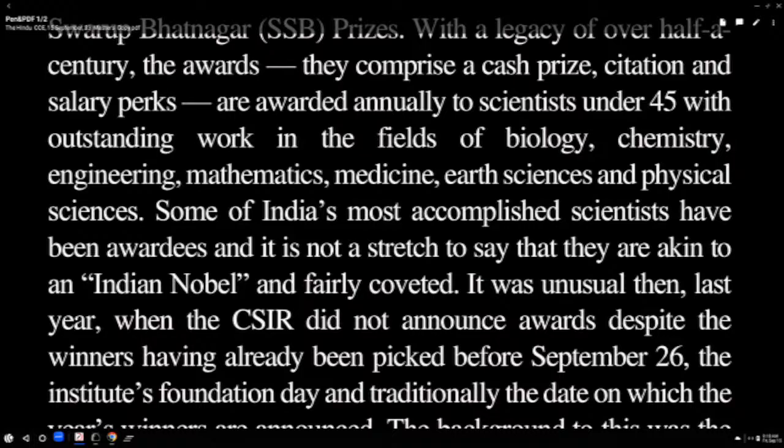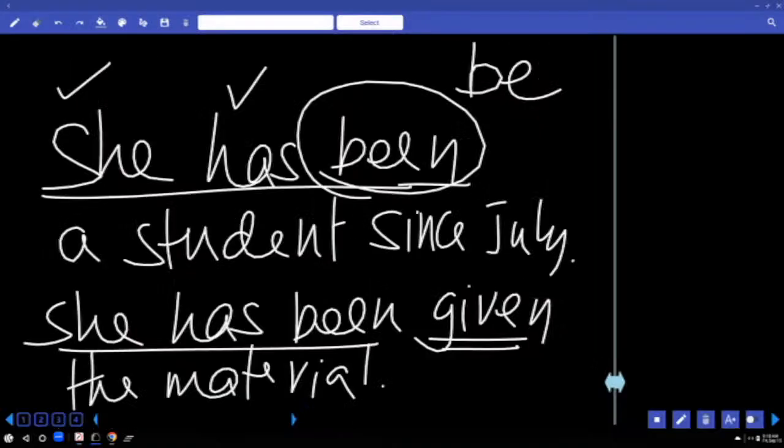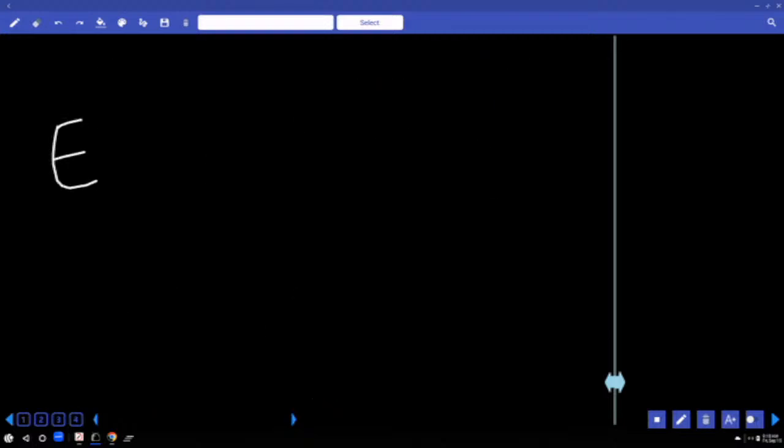Some of India's most accomplished scientists have been awardees, and it is not a stretch to say, please underline, it is not a stretch to say. What do you understand from that? Tell me. It is not a stretch to say. It means the writer wants to say, I am not exaggerating. Write the word. What is this word I have written?